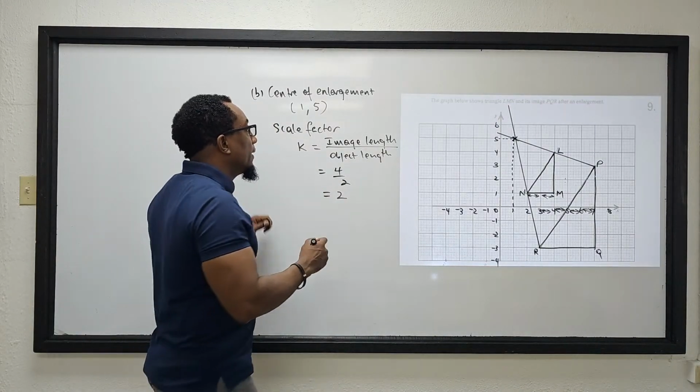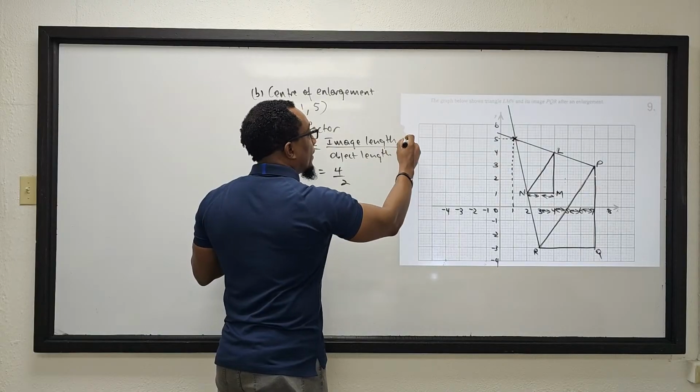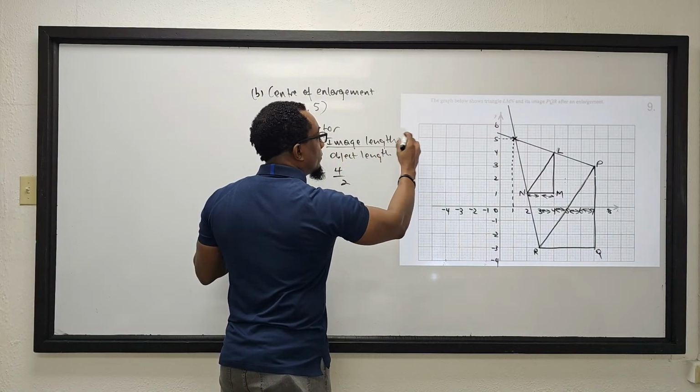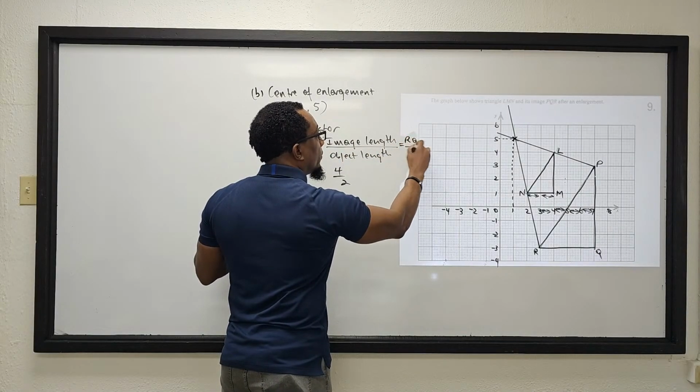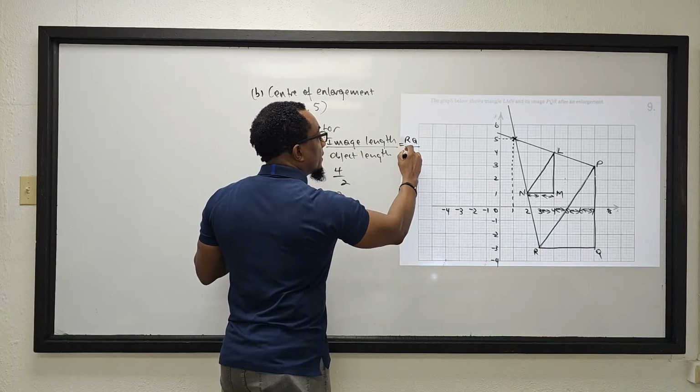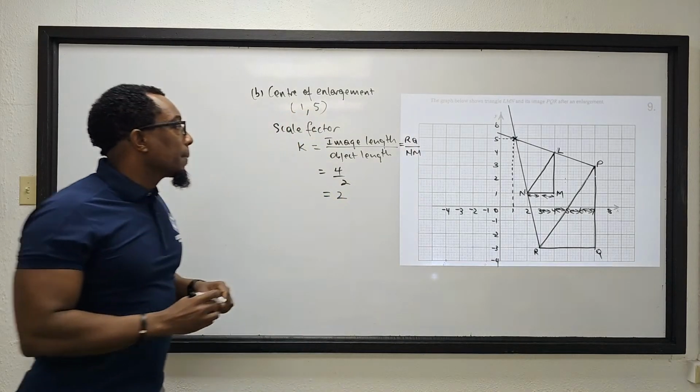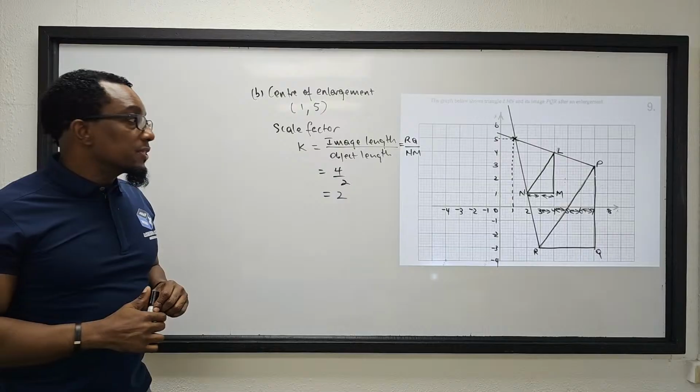So it's going to be image length, which I will put as RQ, over object length, which is NM. That will give us 4 over 2, a scale factor of 2.